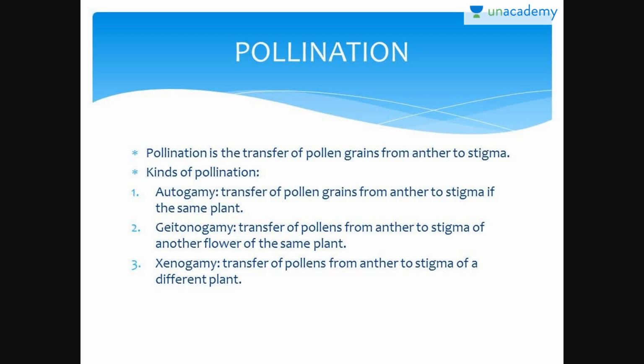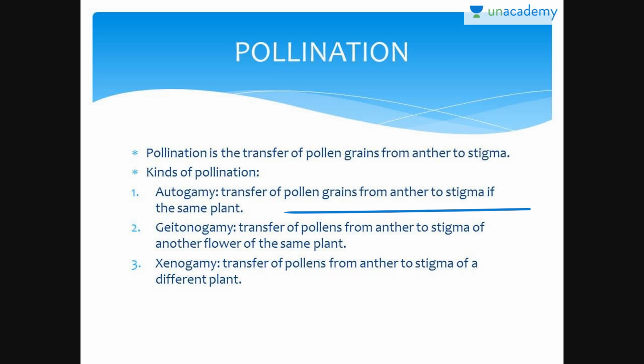Pollination is the transfer of pollen grains from anther to stigma. Both male and female gametes are non-motile. The kinds of pollination are autogamy, geitonogamy, and xenogamy. In the first one, pollination occurs within the same flower. There is transfer of pollen grains from anther to stigma in the same flower itself.